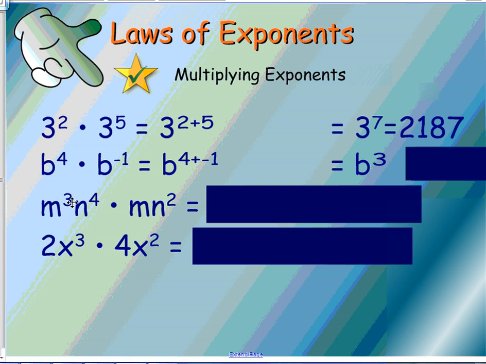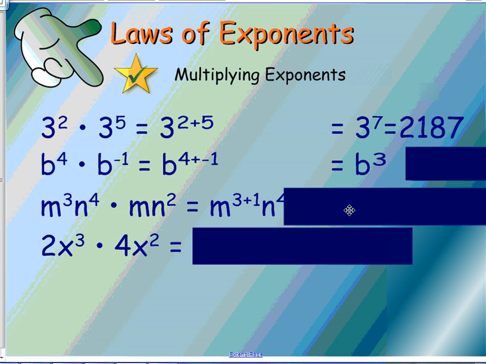All right, now, this next example looks a little crazy because you have a couple things going on. First of all, we have 2 different variables being multiplied together within this multiplication problem. So we need to break it down into parts, okay? The first thing we need to look at is the m's. So we have m to the power of 3 and m to the power of 1, because there's an invisible 1 right here. So in that case, we do 3 plus 1.